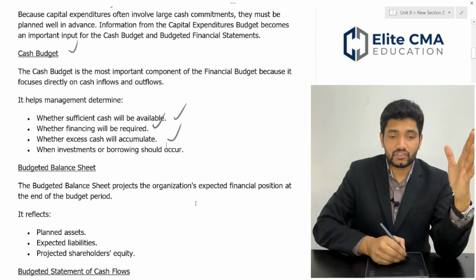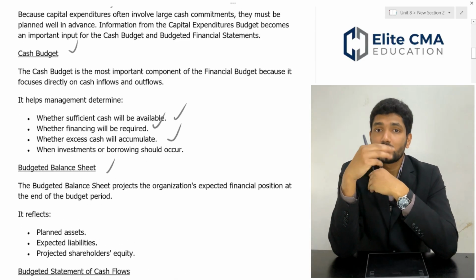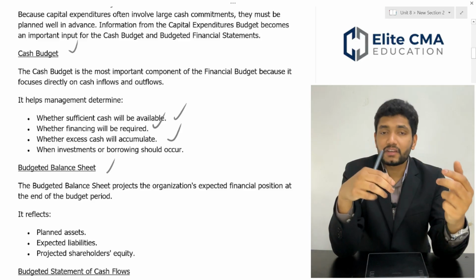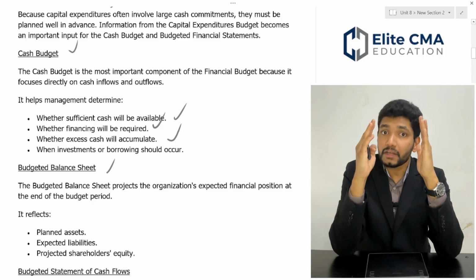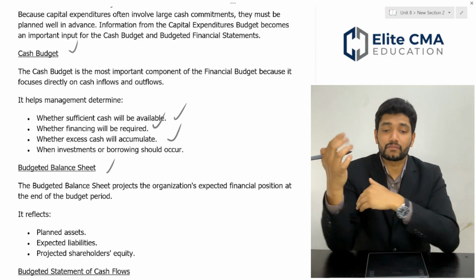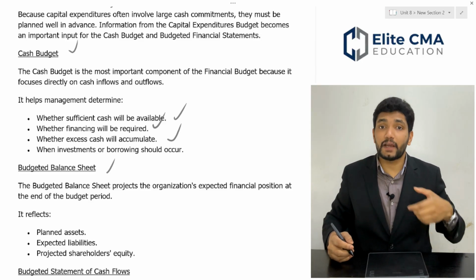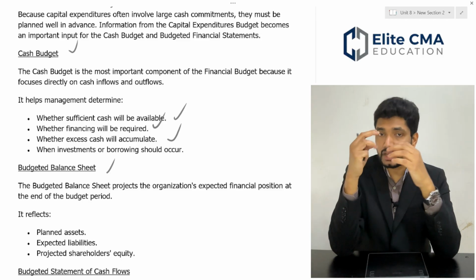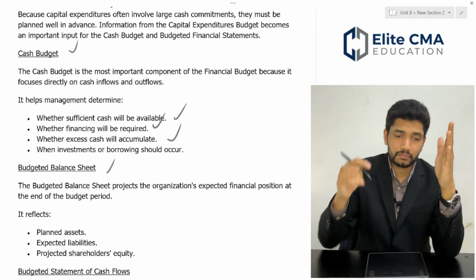Now the budgeted balance sheet. What is a budgeted balance sheet? It will reflect your planned assets, your expected liabilities and expected shareholders' equity, which will show the expected financial position of a company for a particular point in time.